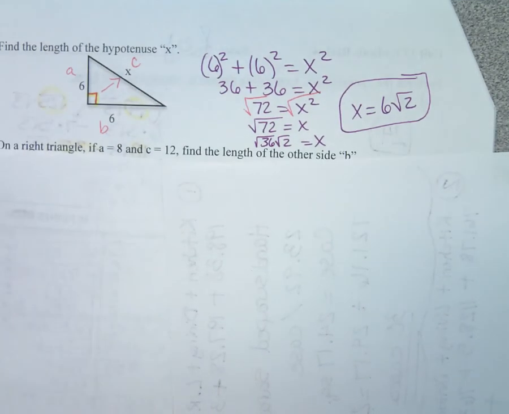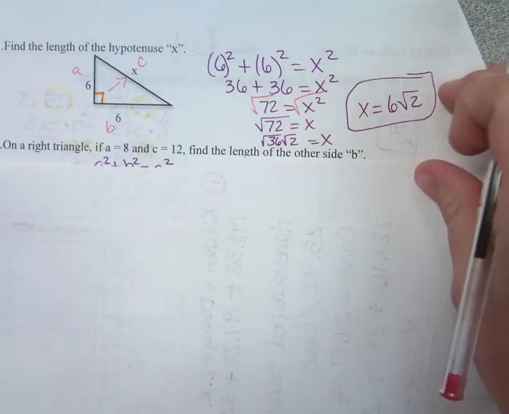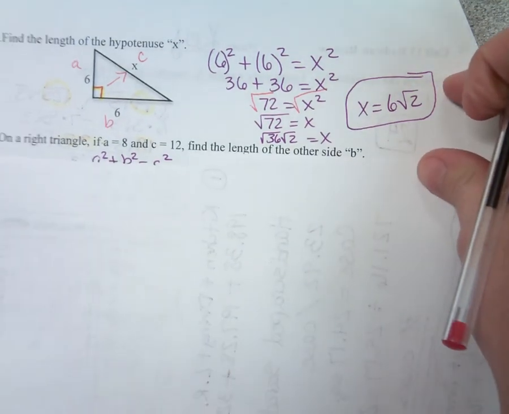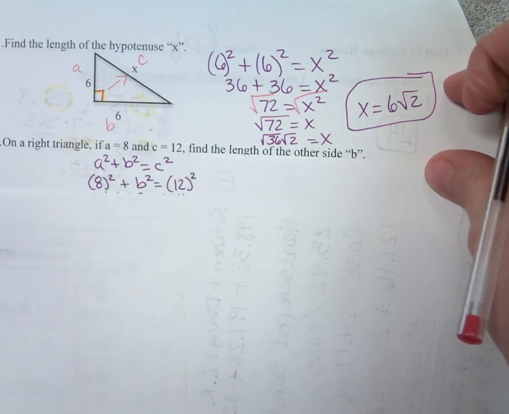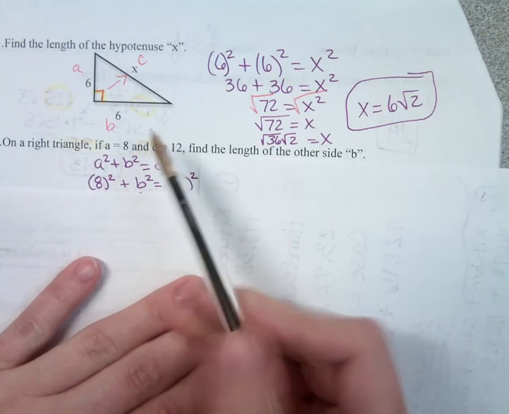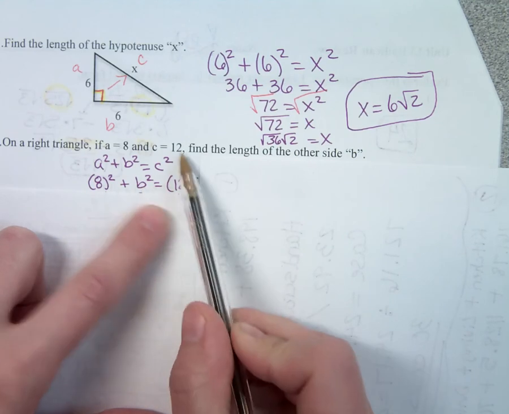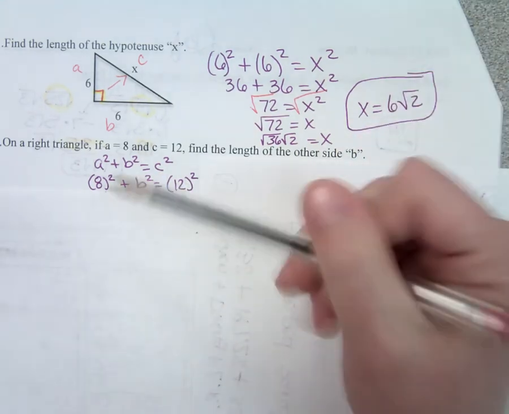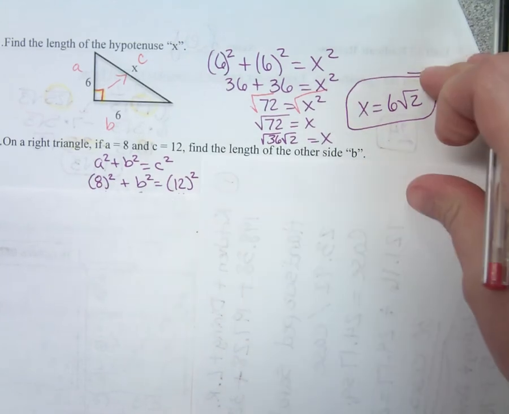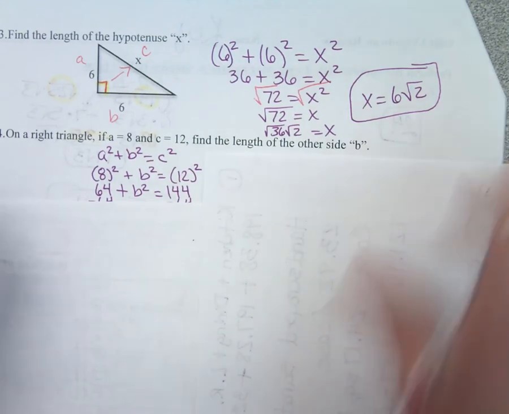Okay, number 14. This is Pythagorean theorem as well. So a squared plus b squared is c squared. They tell me what a is. They tell me what b is. No, they do not tell me what b is, and they tell me what c is. So I just start plugging in what they tell me. A is 8, so I put 8 into the a. B, I don't know. C is 12, so I put 12 into the c. And then I calculate 8 squared is 64. 12 squared is 144.